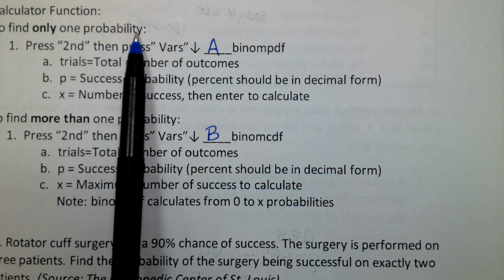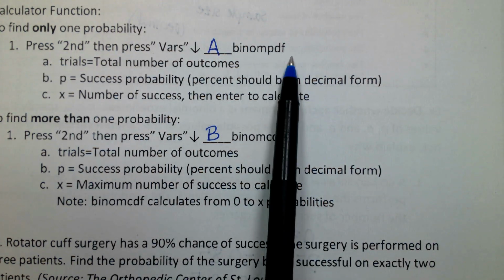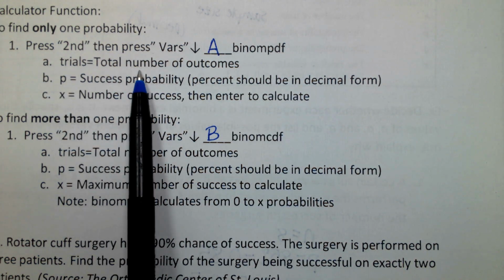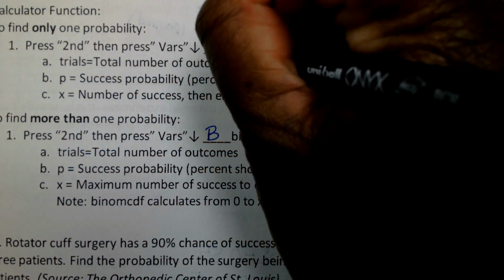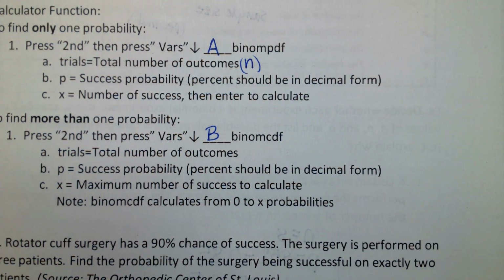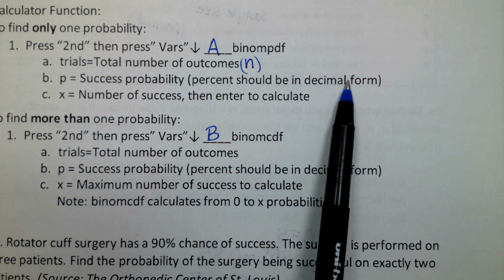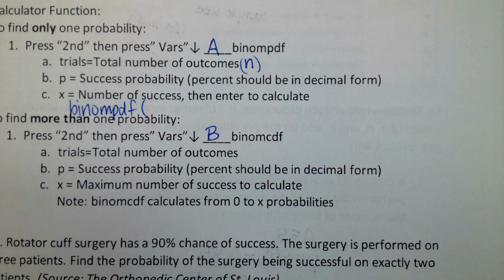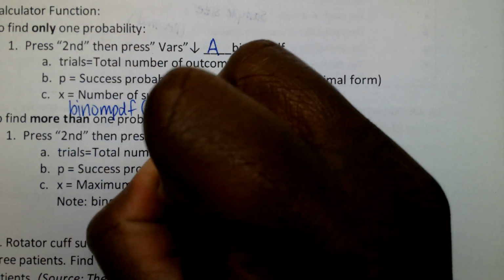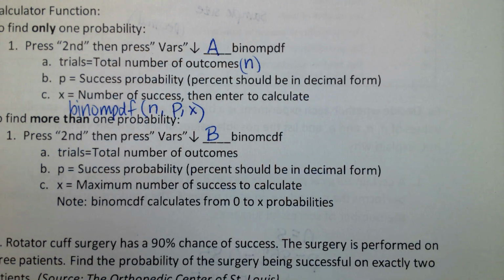So to find only one probability, meaning one of these at a time, you're going to use Binomial PDF. Your trials will be your total number of outcomes for your sample size. P would be your success in decimal form, and then X is your number of successes. If you have that older calculator, it's not going to ask you for anything. You're going to have to put in this format: N, comma, P, comma, X, if you have that older calculator.